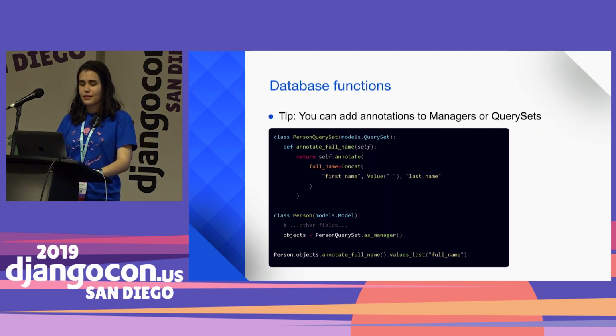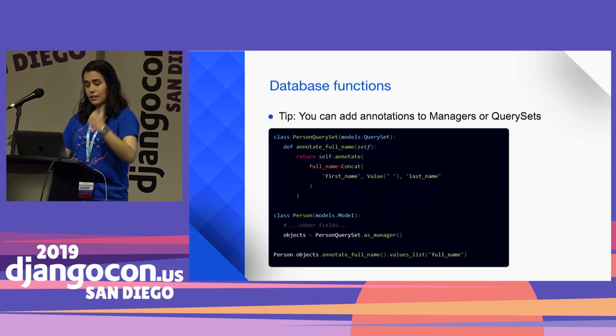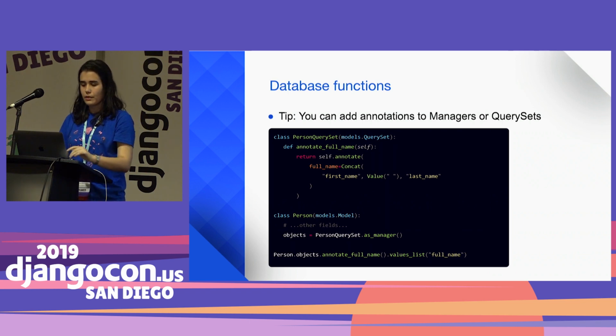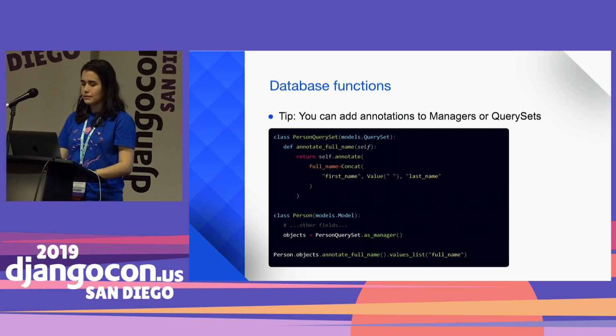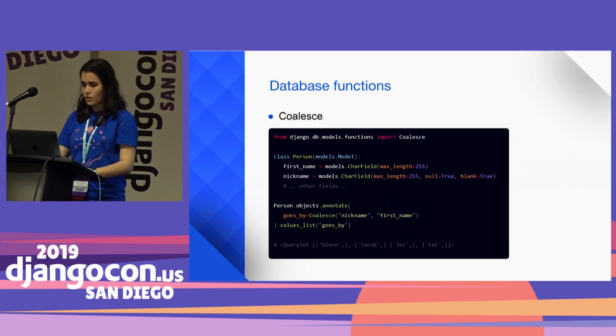And back with our full name example, here's a tip. To avoid calling the whole annotation and importing everything every time you want to load everyone's full name, you can add this annotation to a query set or a manager. I pick a query set just for simplification. And add the query set to the model using as_manager. So now you don't have to worry about it. Whenever you have the person model, you can just call the annotate full name method, and it's going to work. And then you can do the search just as you want.